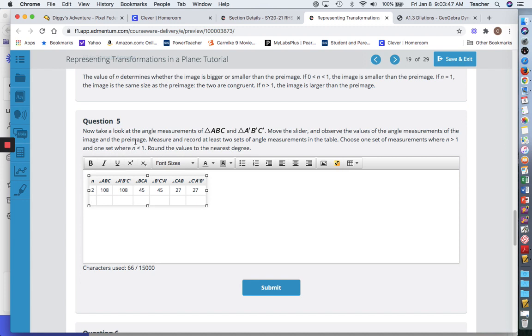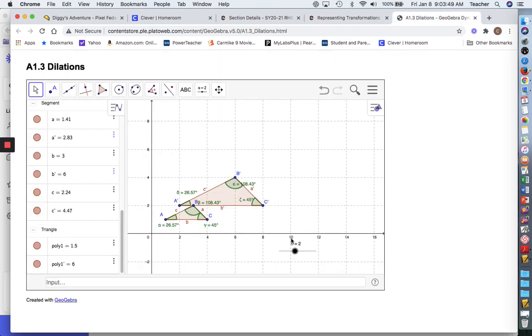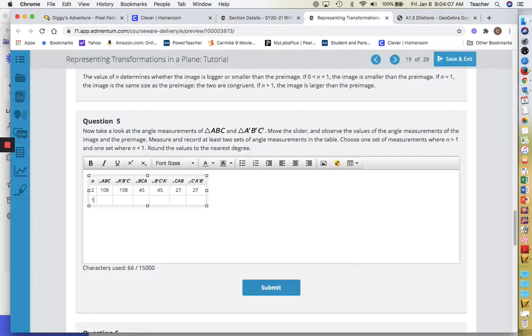Let's do one that's less than 1. So I'm going to put my scale factor to a half. Can't see it, but I'm telling you now, they're the same. There's my 26. There's my 108. There's my 45. They are going to stay the same. So I went to a scale factor of 0.5, which is the same thing as 1/2. So 1/2. Angles didn't change, y'all, and they're not going to. They're on a dilation. So 45, 45, 27, 27.